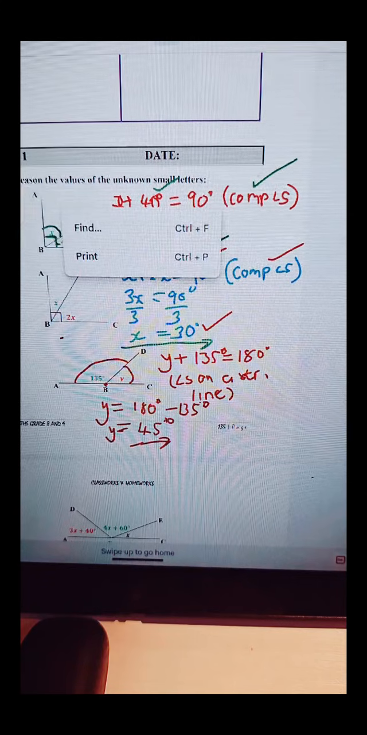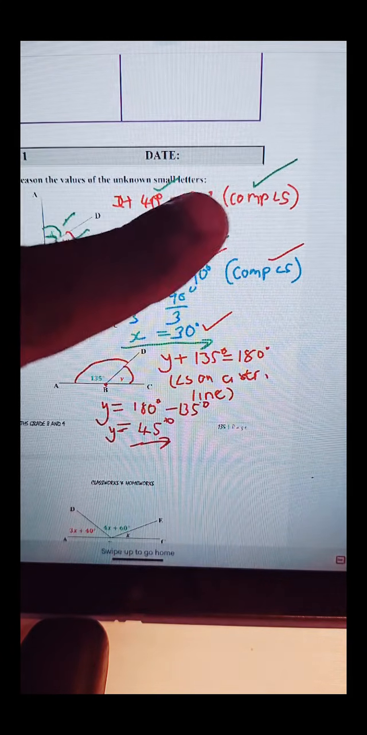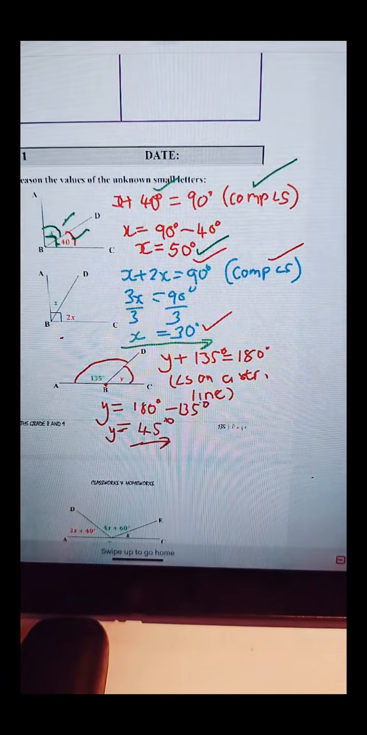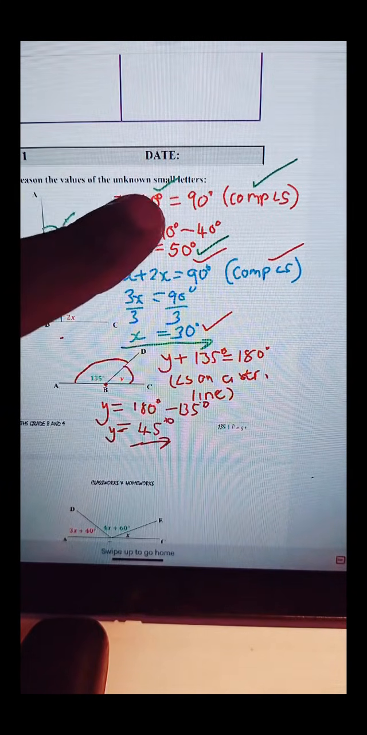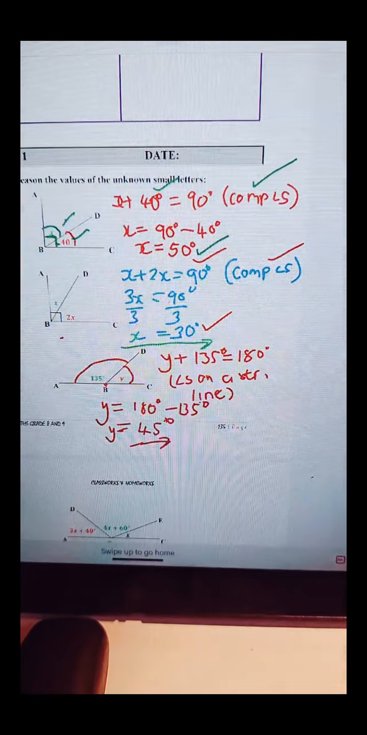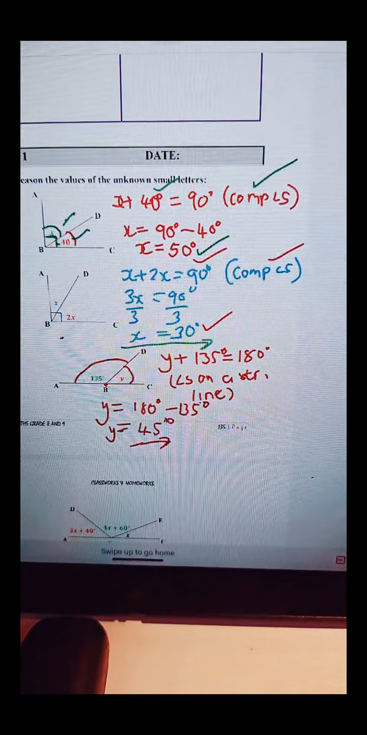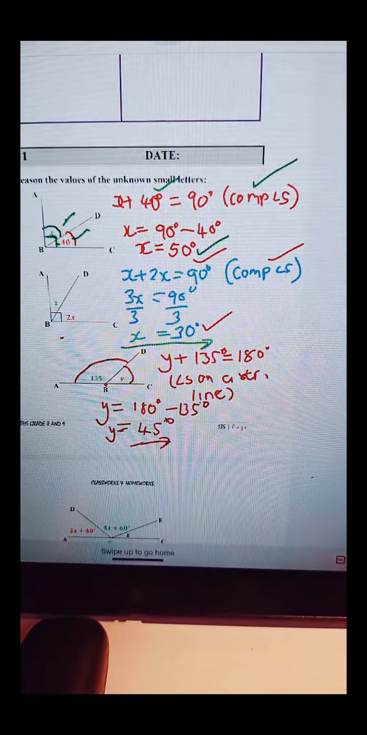So far we've done 3 problems. This one, where x and 40 had a relationship of the box, which is 90 degrees. We say angles that add up to 90 are complementary angles, comp angles. So we write x plus 40 is equal to 90. That's our statement. Comp angles is our reason. We then isolate the x. We take the 40 over to the other side.